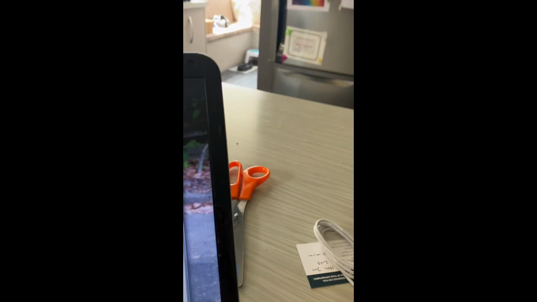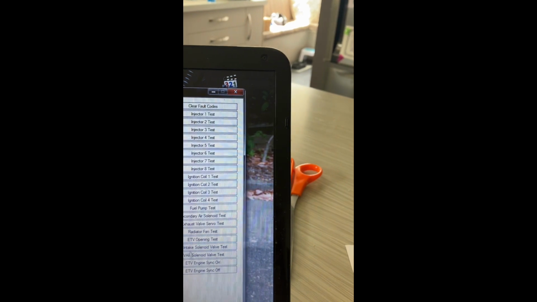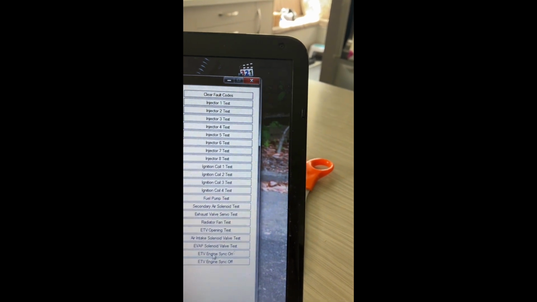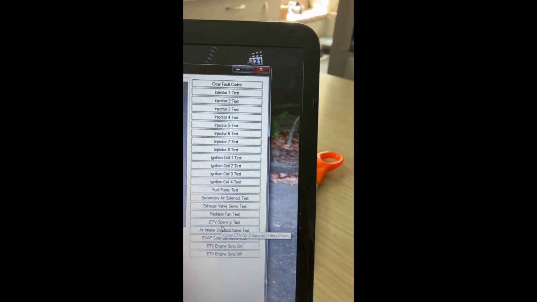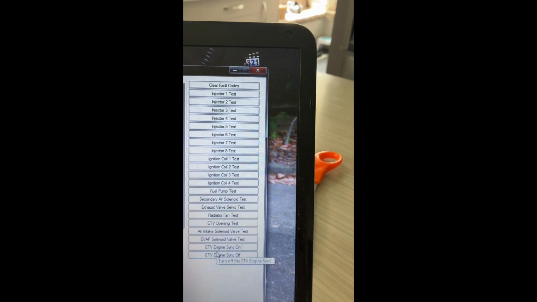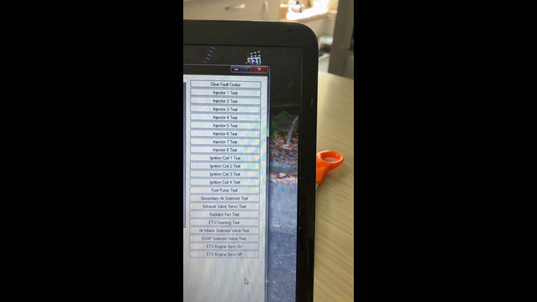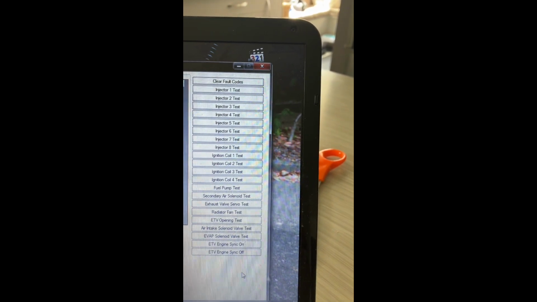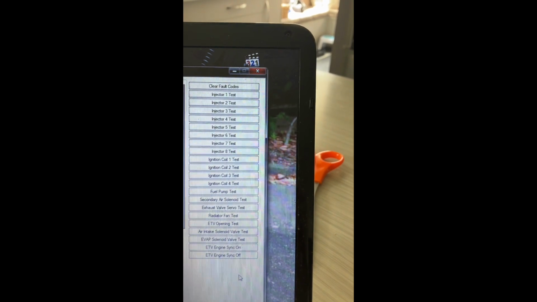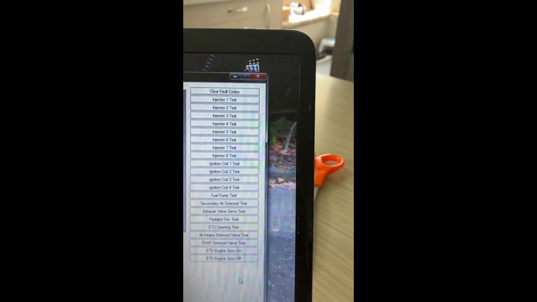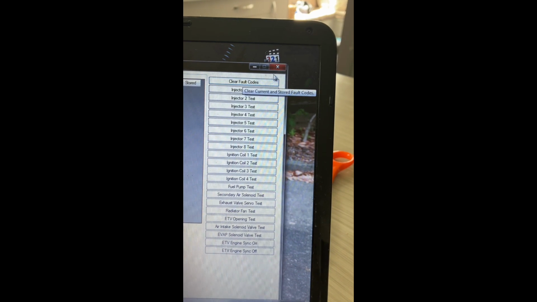Diagnostics, haven't gone too far into this, but it can bring up the fault codes, so you connect, and then it'll be interesting to see. So you've got all these other tests that you can do to test those bits and bobs: ETV syncs, injector tests, fuel pump tests, clear fault codes.